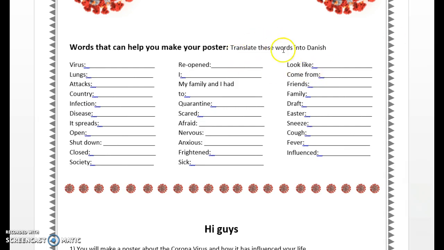So what you have to do is translate these words into Danish so you are quite certain that you know what they mean. So virus is pretty easy because it's actually just virus. Lungs, you know, the lungs that you have inside your body that help you breathe. You'll write that in Danish right here. You can use skoleordbogen.com to look up words so you know what they mean, and then you can use them when you have to write your own sentences for this poster.